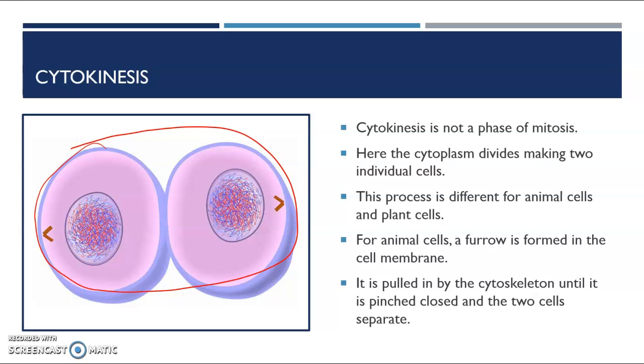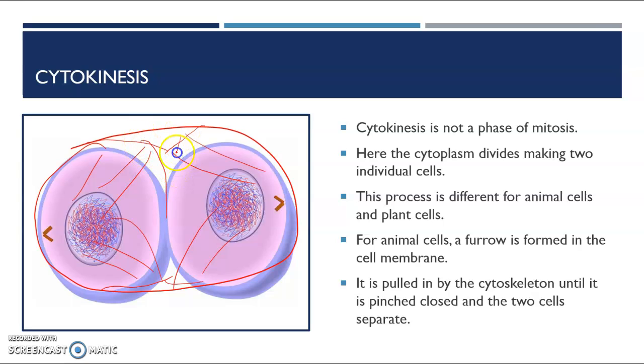And there is going to be a furrow that forms. It looks kind of like this. If you think of it, the bottom of a peach, it looks like the bottom of a peach. And what happens is that the cytoskeleton inside of the cell is going to attach to the cell membrane, and it's going to pull it, kind of like a drawstring bag, and it's just going to pull it.